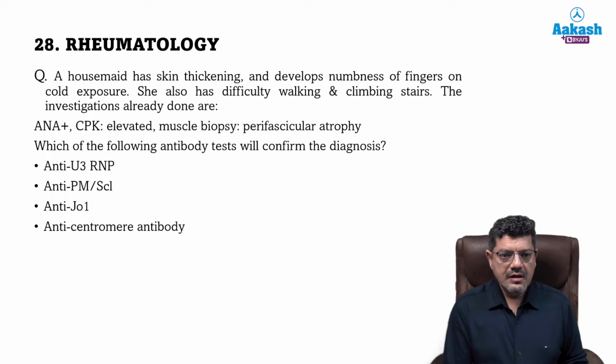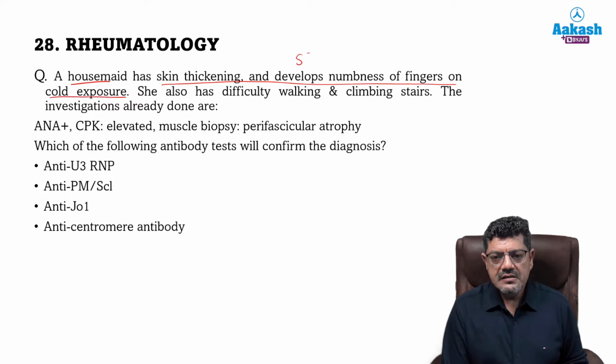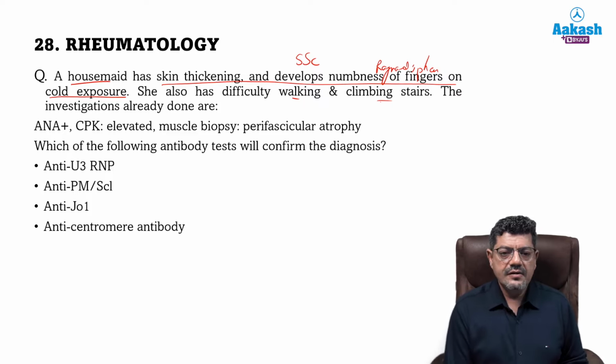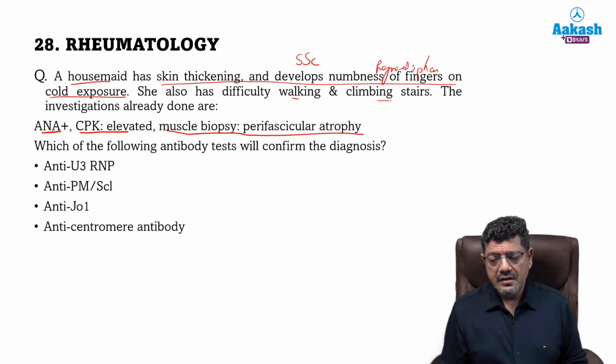There was a question on rheumatology, a solitary question. A housemaid has skin thickening and develops numbness of fingers on cold exposure. So you're dealing with systemic sclerosis, right? And this numbness of fingers on cold exposure is Raynaud's phenomenon, right? Now, she also has difficulty walking and climbing stairs, so there's a myopathy. The investigations already done reveal she's ANA positive, CPK is elevated, the muscle biopsy shows perifascicular atrophy, right?